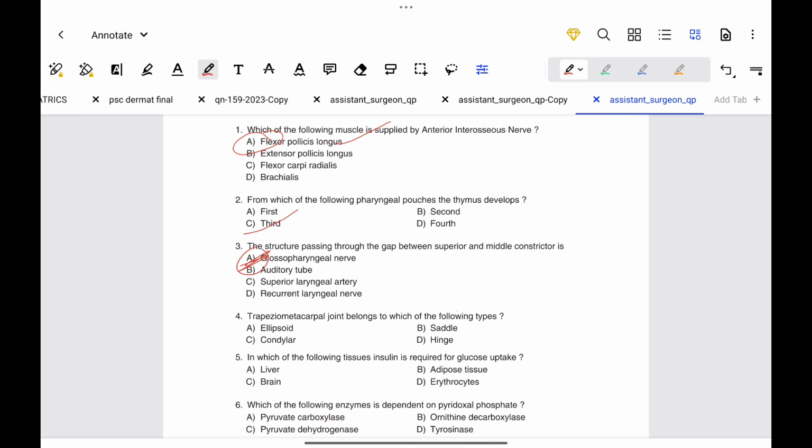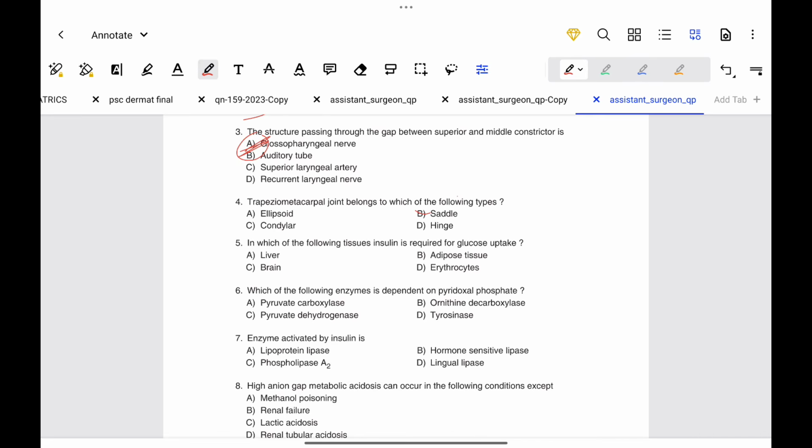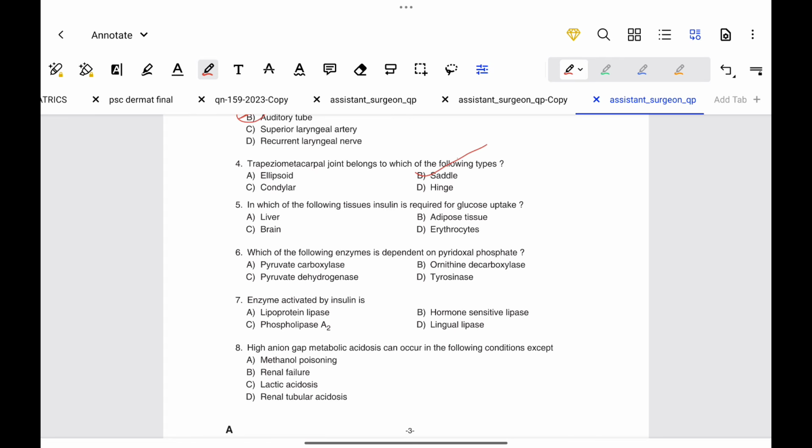Option A. Next question. Trapeziometacarpal joint belongs to which of the following types? It is a saddle type of joint. Next question. In which of the following tissues is insulin required for glucose uptake?